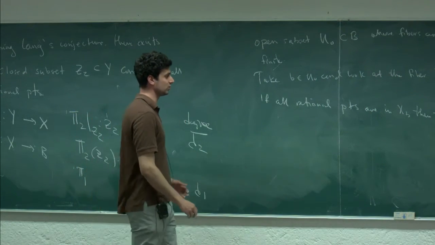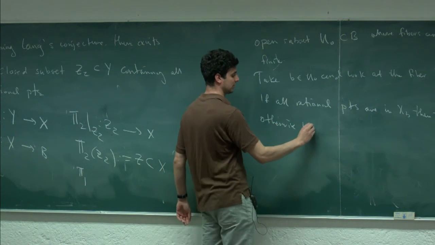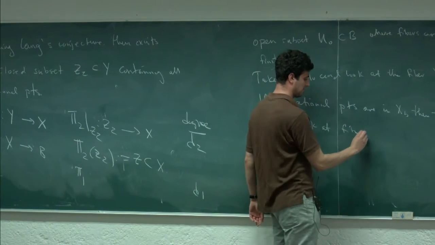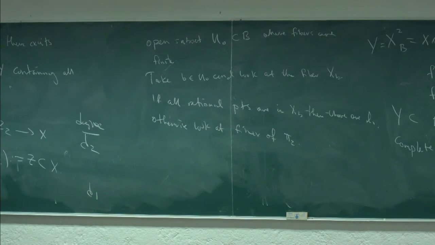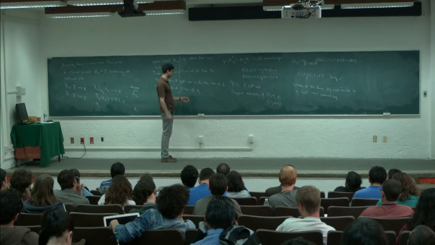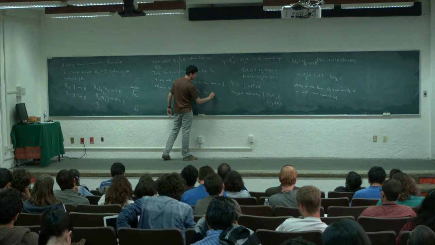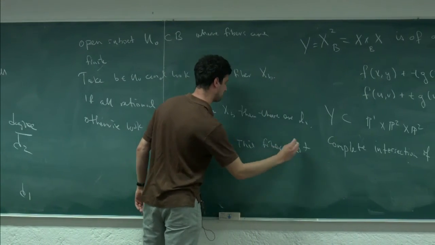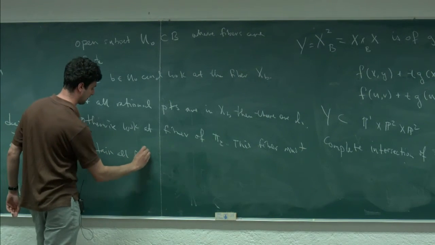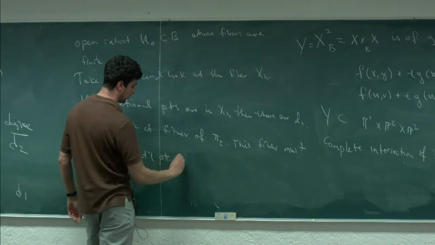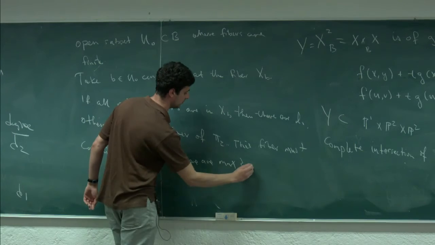Otherwise, we just lift up to the top. Otherwise, look at the fiber of pi2. And by construction, this set Z2 must contain all of the rational points. So if they're not here, they must be here, upstairs. So in conclusion, you just take the max of d1 and d2.